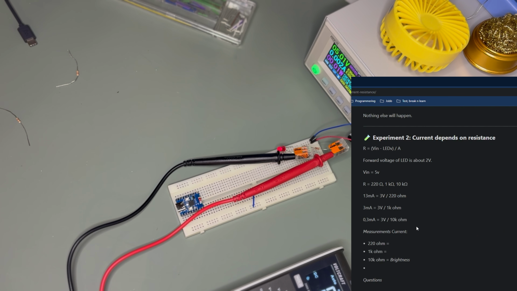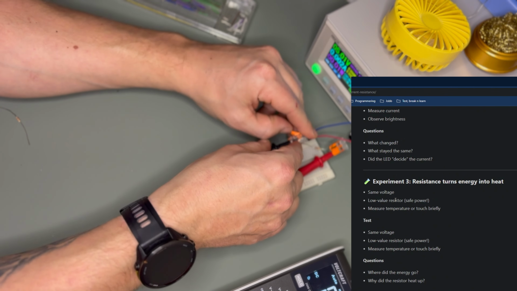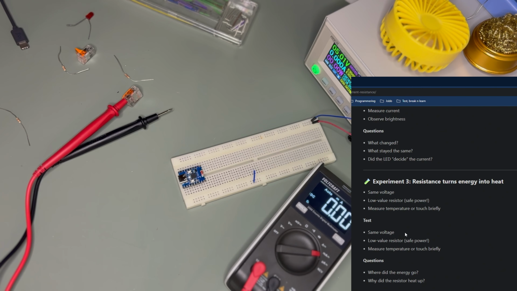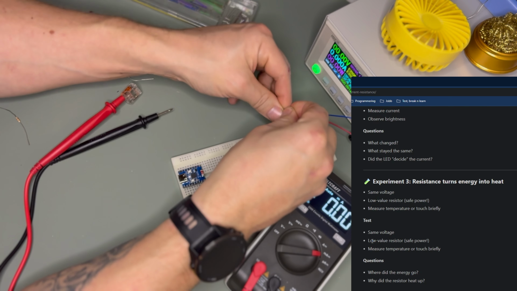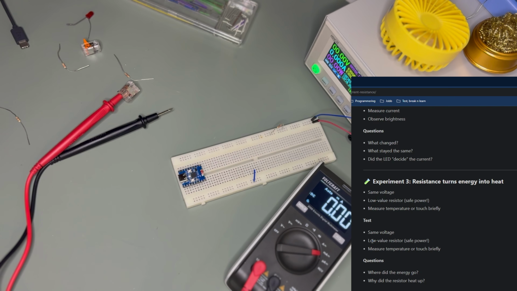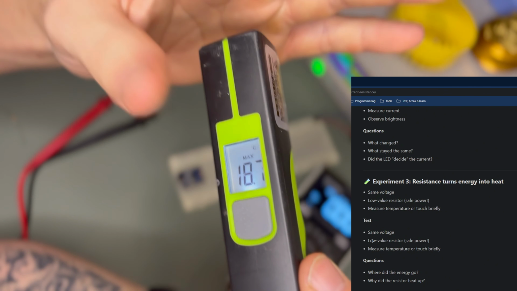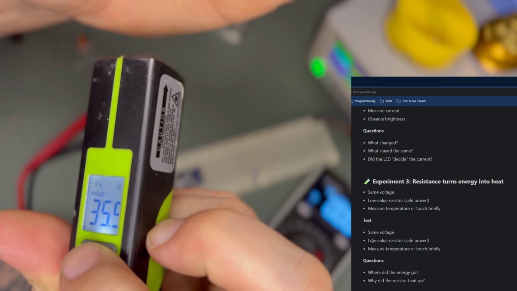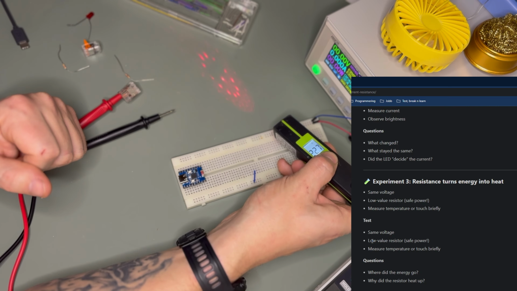So the last experiment for now, I'm going to use the same voltage and a low value resistor. I'll just disconnect this. So the test is the same voltage, low value resistor. I will use a 10 ohm, and I have this one for measuring temperature. Okay, sounds pretty accurate, 22 degrees.